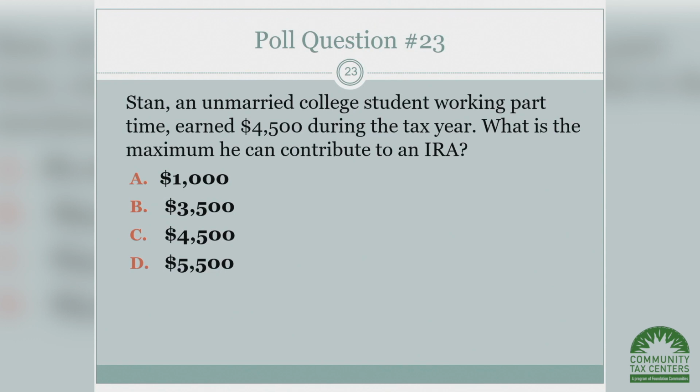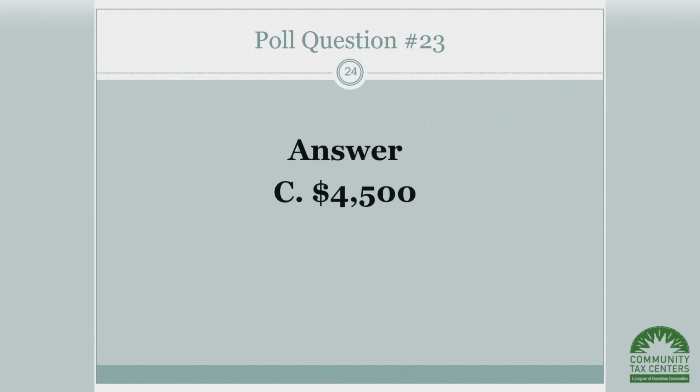It wasn't clear for me, what do you mean by compensation? I understand. Compensation is what you work for, money that you earned. Your wages, yes. You couldn't consider, like he said, a savings account, because he didn't earn that money. You can't contribute if you don't have the money. Okay, that makes sense. Good job. We're going to take a look at another poll question here. That was the answer, 4,500.